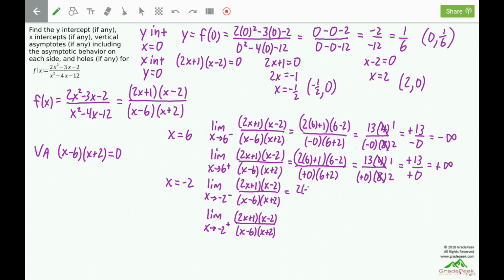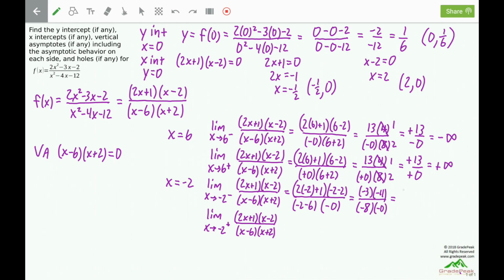That will give 2 times a negative 2 plus 1 times a negative 2 minus 2 over a negative 2 minus 6, and x plus 2 will be replaced with a negative 0. 2 times negative 2 is negative 4 plus 1 is a negative 3. Negative 2 minus 2 is a negative 4. Negative 2 minus 6 is a negative 8. And then times a negative 0.